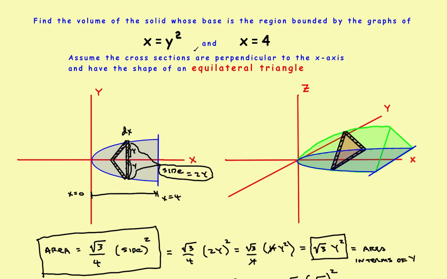The first video used this problem with square cross sections. This second video used equilateral triangles, and I think what we'll do in the third video is use semicircles, just to give you some variations on this. So semicircles in the next video.